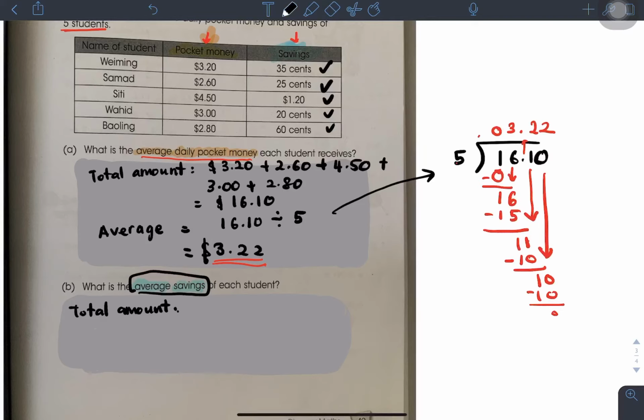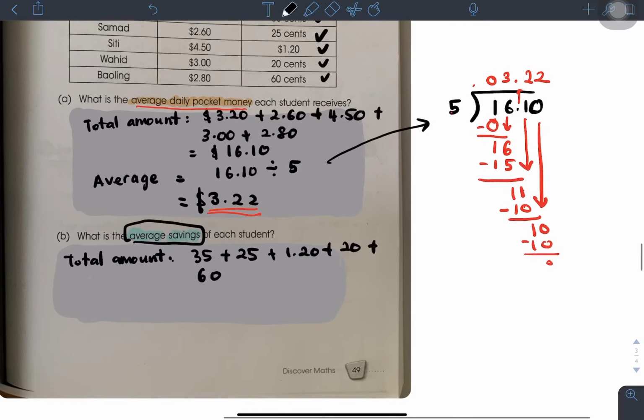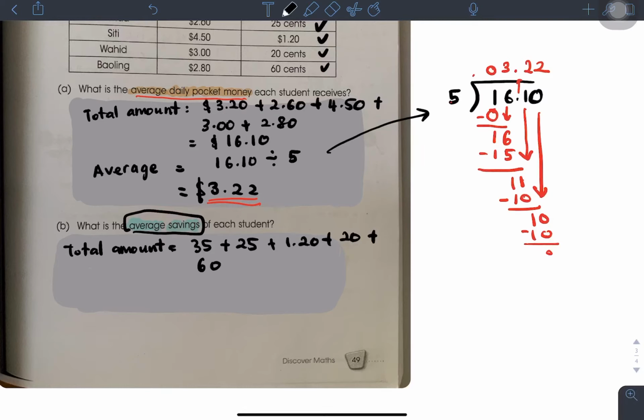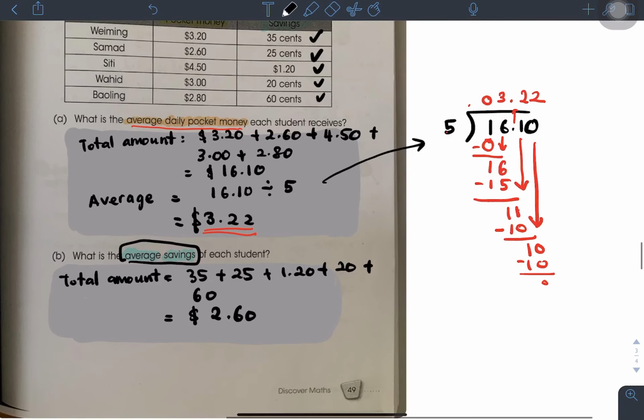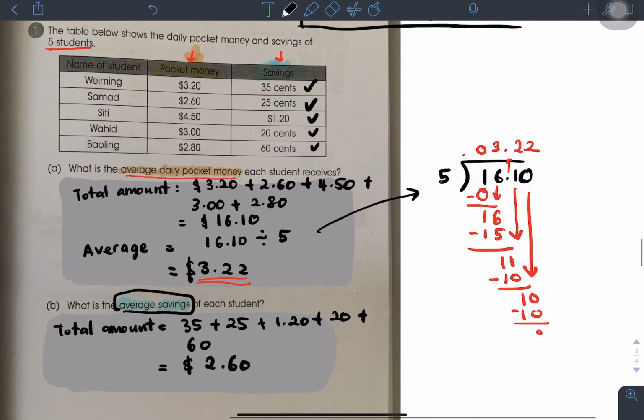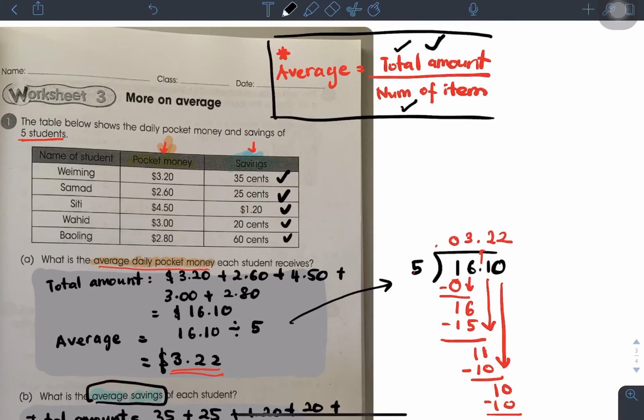Total amount for saving. You take 35 cents plus 25 cents plus 1.2 plus 20 cents plus 60 cents. You only focus on saving. When you plus them, you will get a total saving of 2.60. That is the total amount for saving. The number of items will be the same because there will always be 5 students for this question.